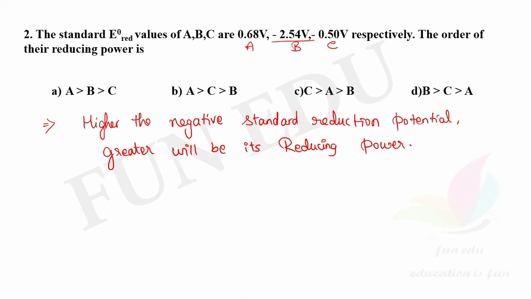Then comes C, which has the second negative standard reduction potential value, that is minus 0.50 volt, and at the last you have the positive reduction potential value of A, that is 0.68 volt. So the actual order will be B, having higher reduction potential or higher reducing power, than C, than A. So this is your required order. Where can you find this one? Here, D. So D is the correct answer. B is greater than C, greater than A.